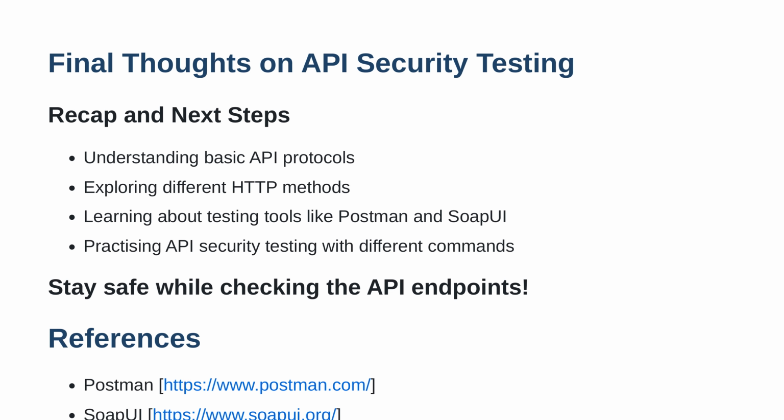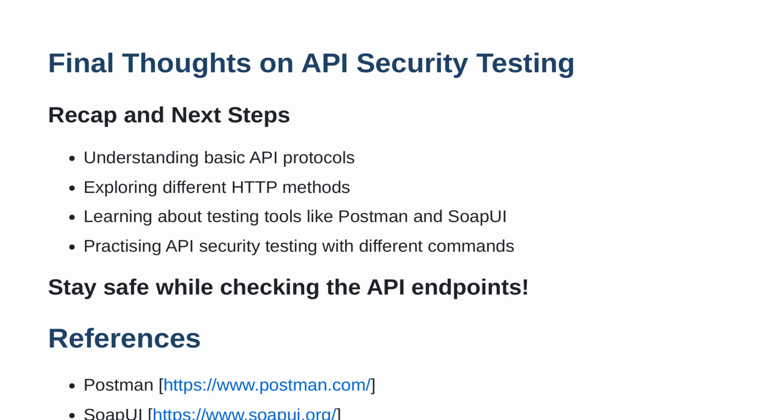We covered understanding basic API protocols. These are rules or standards that determine how our API communicates with other software. They are key to creating a successful API, and it's essential that we understand them. We went through the exploration of different HTTP methods. This has shown us the various ways we can interact with our API. For example, we learned about the POST method, which is used to send data to a server to create or update a resource. We've also introduced some testing tools like Postman and SoapUI.